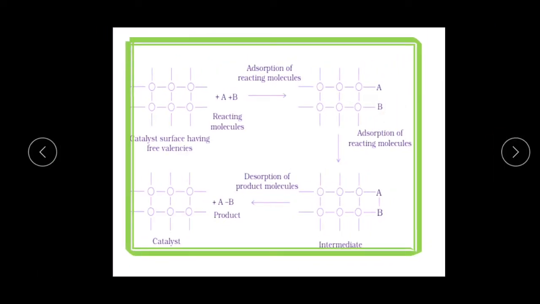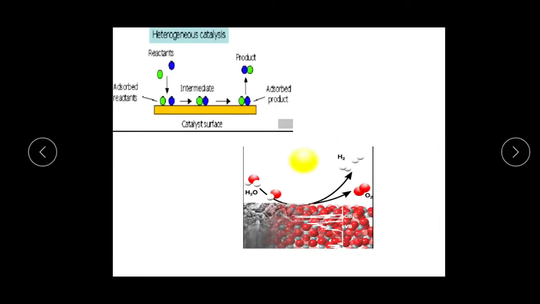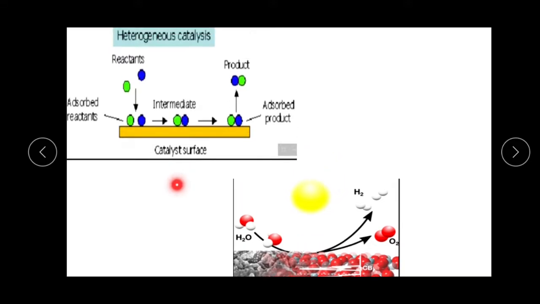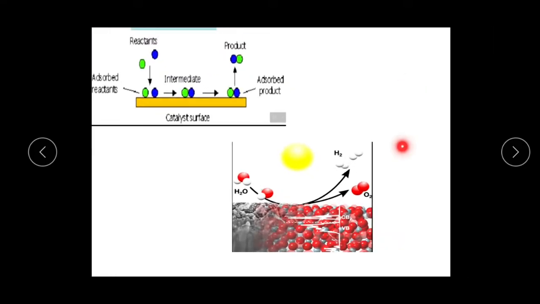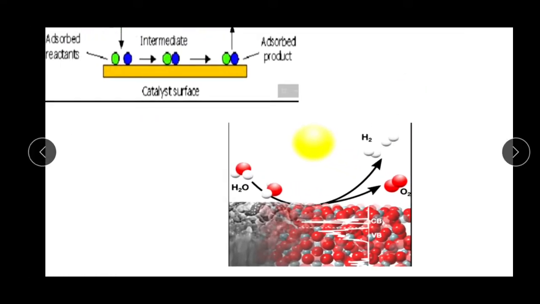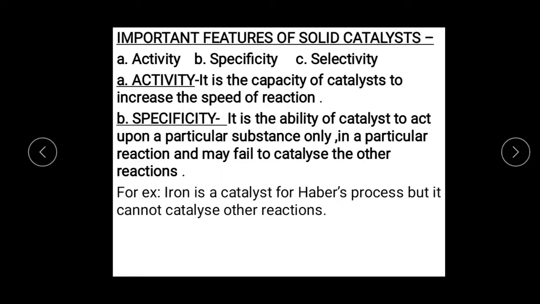Hope the picture is clear. Now we move on to the next topic. Before we move to the next topic, here we have one more picture of heterogeneous catalysis: adsorbed reactants, intermediate, product. And here we have one more picture. At molecular level you can see the catalyst surface, reactants and products.